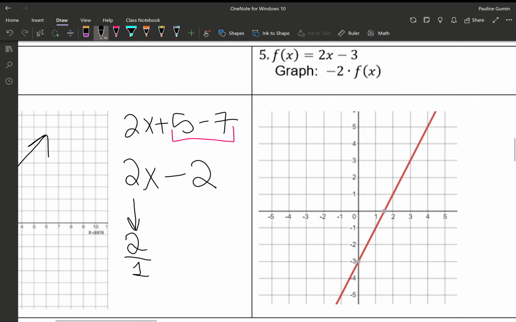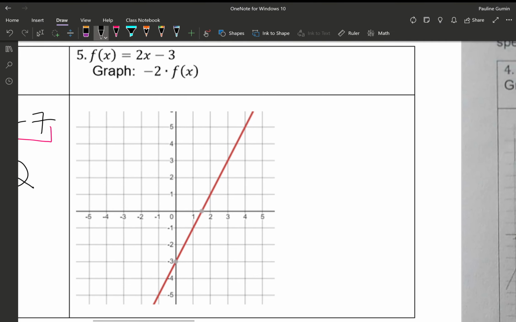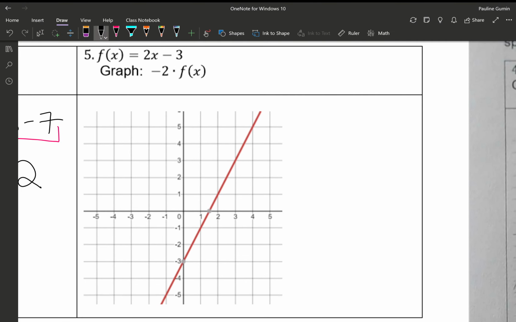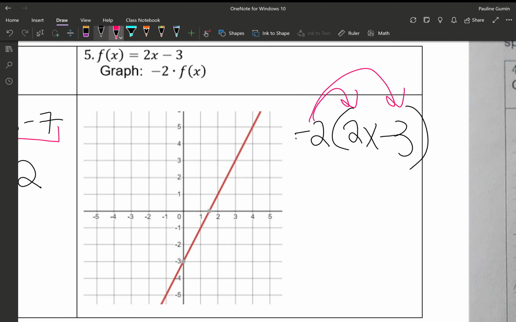For number 5, we're transforming, but by multiplying. So we have the graph 2x minus 3, and we want to multiply it by negative 2. So I'm going to write negative 2, and then in parentheses, 2x minus 3 right next to it. Let's distribute. Negative 2 times 2 is negative 4, and negative 2 times negative 3 is positive 6.